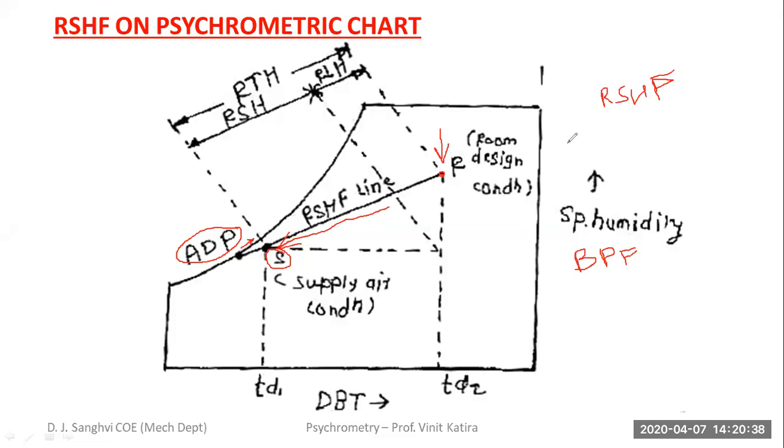Okay, but now you would say that the RSHF scale is here, right? The RSHF scale is here. Okay, so if you have opened your psychrometric charts, you could locate a specially marked point over here.